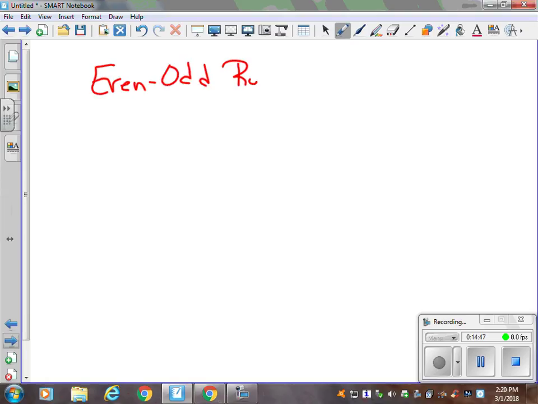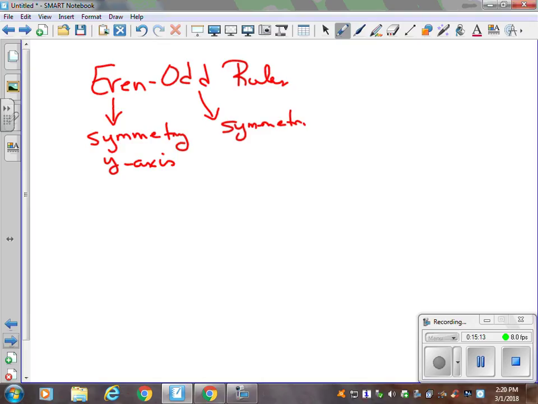but this isn't. So this is a little different. We talked about this, but we've never wrote it in our notes. Even odd rules. Even odd rules are based on the shape of the graph being symmetrical. Even functions are symmetrical about the y-axis. And odd functions are symmetrical about the origin. This goes back to what we studied in pre-calc.